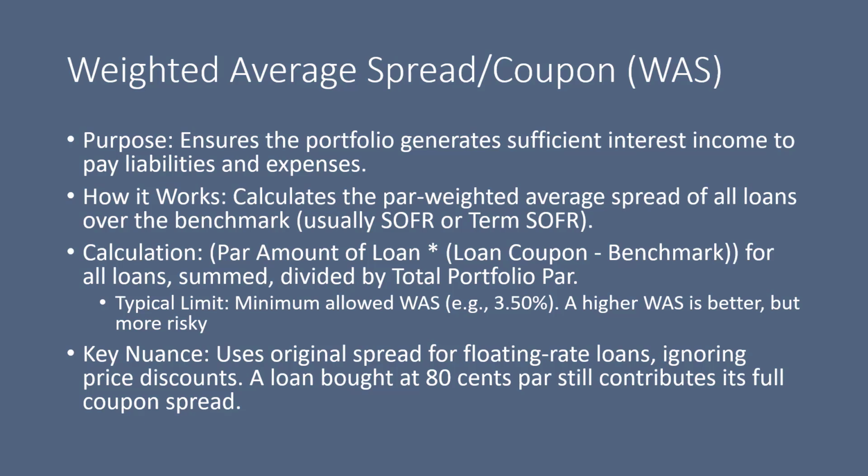It forces a manager to maintain a portfolio with enough yield to cover the note coupons, as well as any other expenses, such as trustee fees, management fees, etc., with the residual excess spread flowing down, obviously, to equity. Crucially, it's based on the loan's original coupon spread, not its purchase price. So this kind of loan still provides its full contractual spread, which is great because it obviously benefits the weighted average spread.